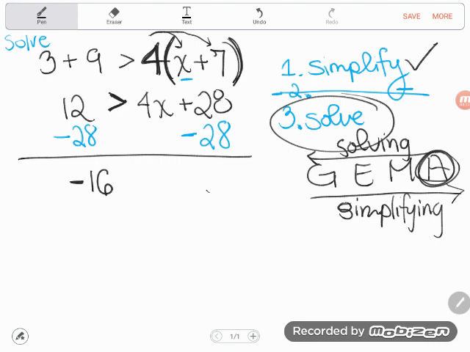So 12 minus 28 is negative 16. Of course it's negative. I spent more than I had, guys. I only had 12 bucks. I spent 28. I'm in the hole. Okay. And then on the right hand side, adding 28 and subtracting 28 cancel so that I have 4x.